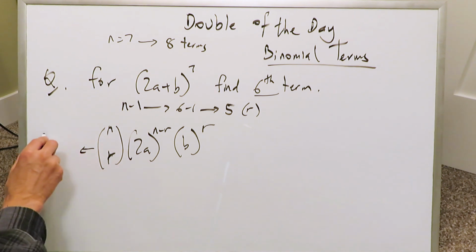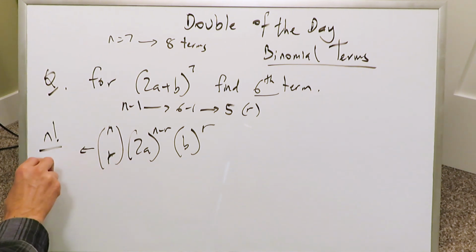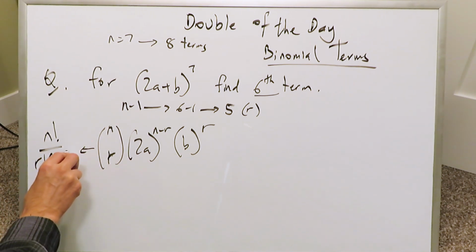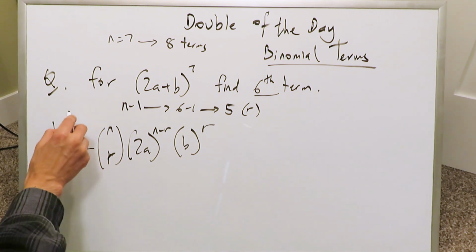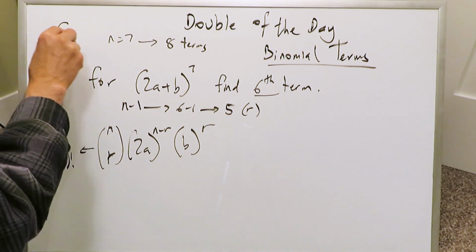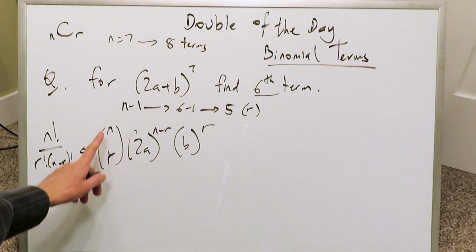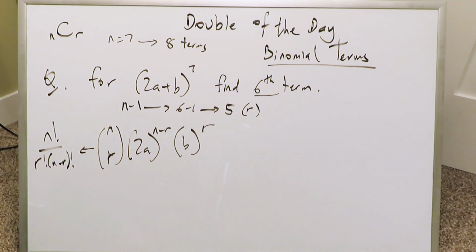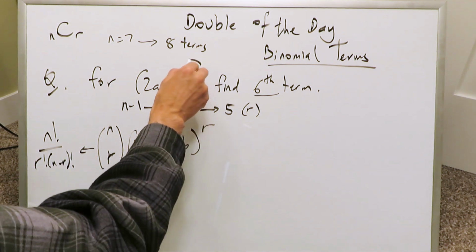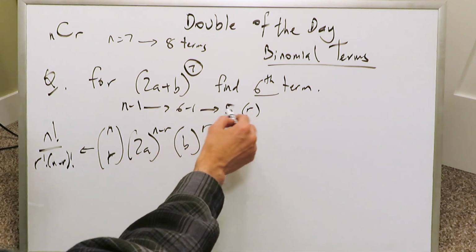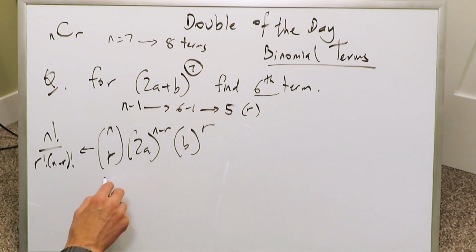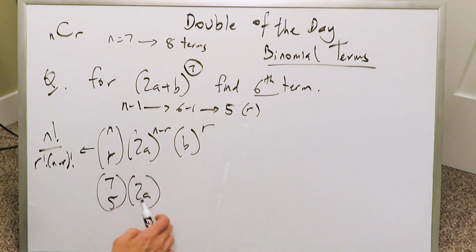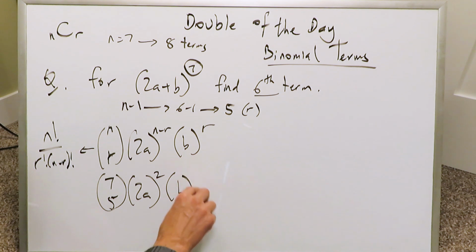The formula for this is n factorial over r factorial times n minus r factorial, because that represents a combinatorial coefficient, nCr, and that's how it plays out. We now know our n value is 7 and our r value is 5. We have to plug everything in: 7, 5, then 2a to the n minus r, 7 minus 5, which is 2, and b to the r, which is 5.